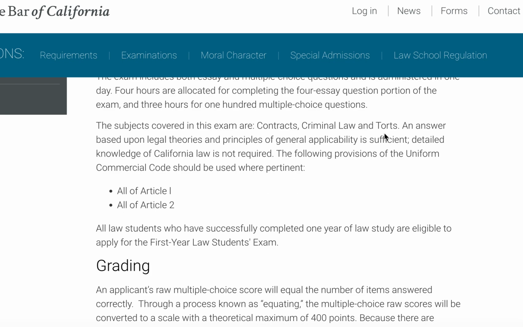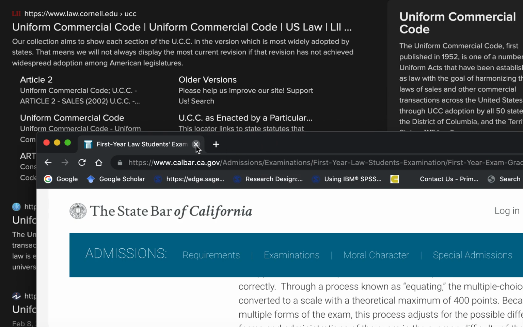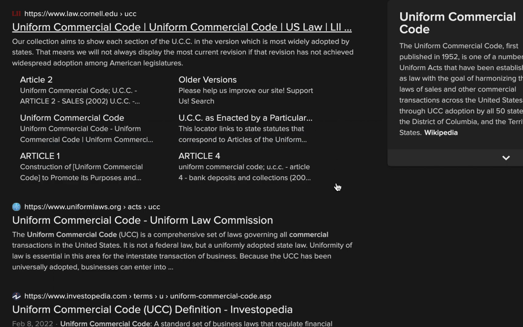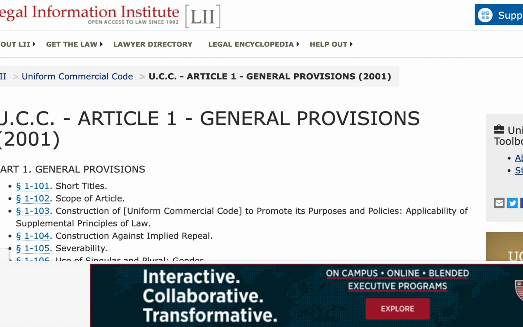But anyway, basically what you have to do is know Article 1 and Article 2 where pertinent. They know that you don't have to know all the details, but you might want to know a couple of the big ones, like the Battle of the Forms. I think it's 2207 off the top of my head. So let's take a look. Article 1, basically, let's look at what they say here. Just a quick rundown. So Article 2 is the movement of goods.